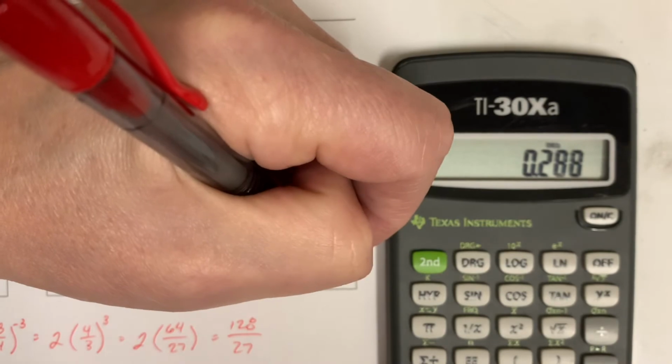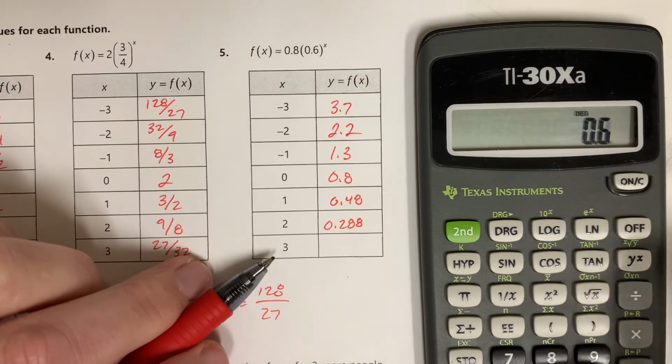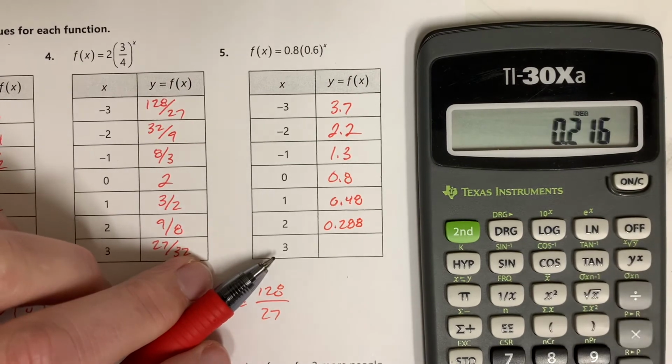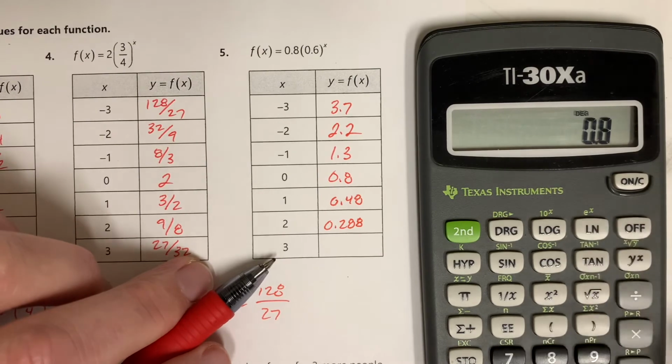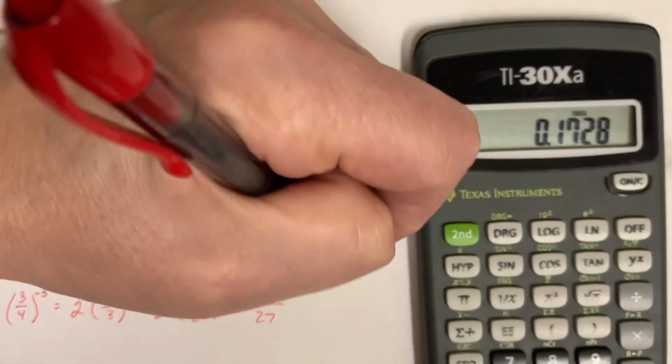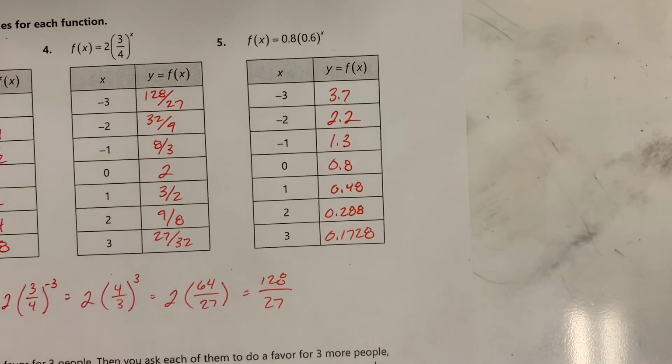Squared, 0.6 raised to the second power, times 0.8, and that's about 0.288. I guess we can write all three of those down since it terminates. And the last one, 0.6 raised to the third power, 0.216, and then times 0.8 is 0.1728. And there is your table for the third one from the calculator.